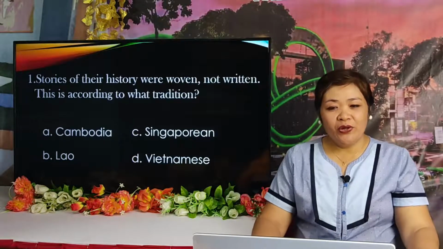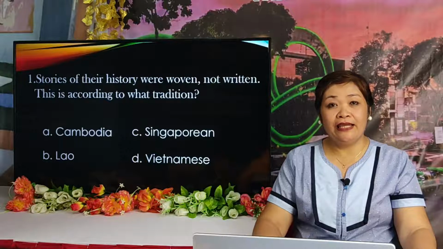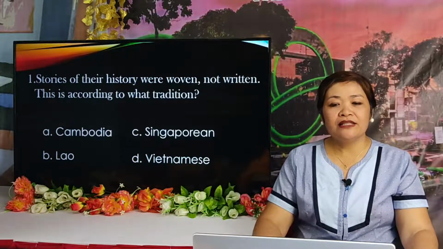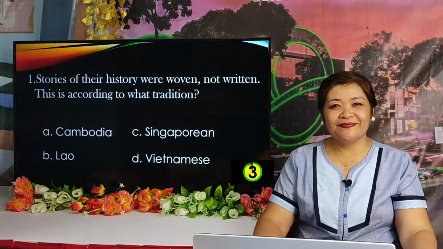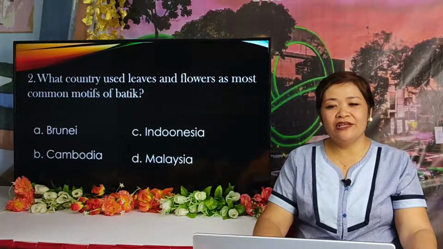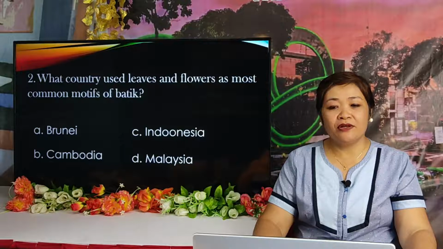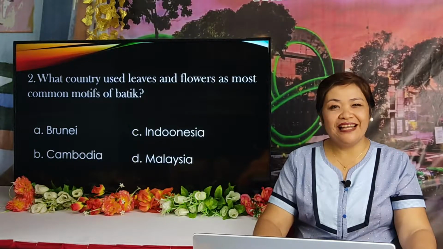Number 1. Stories of their history were woven, not written. This is according to what tradition? A. Cambodia. B. Lao. C. Singaporean. D. Vietnamese. The correct answer is letter B. Lao. Number 2. What country used leaves and flowers as most common motifs of batik? A. Brunei. B. Cambodia. C. Indonesia. D. Malaysia. The correct answer is Malaysia.